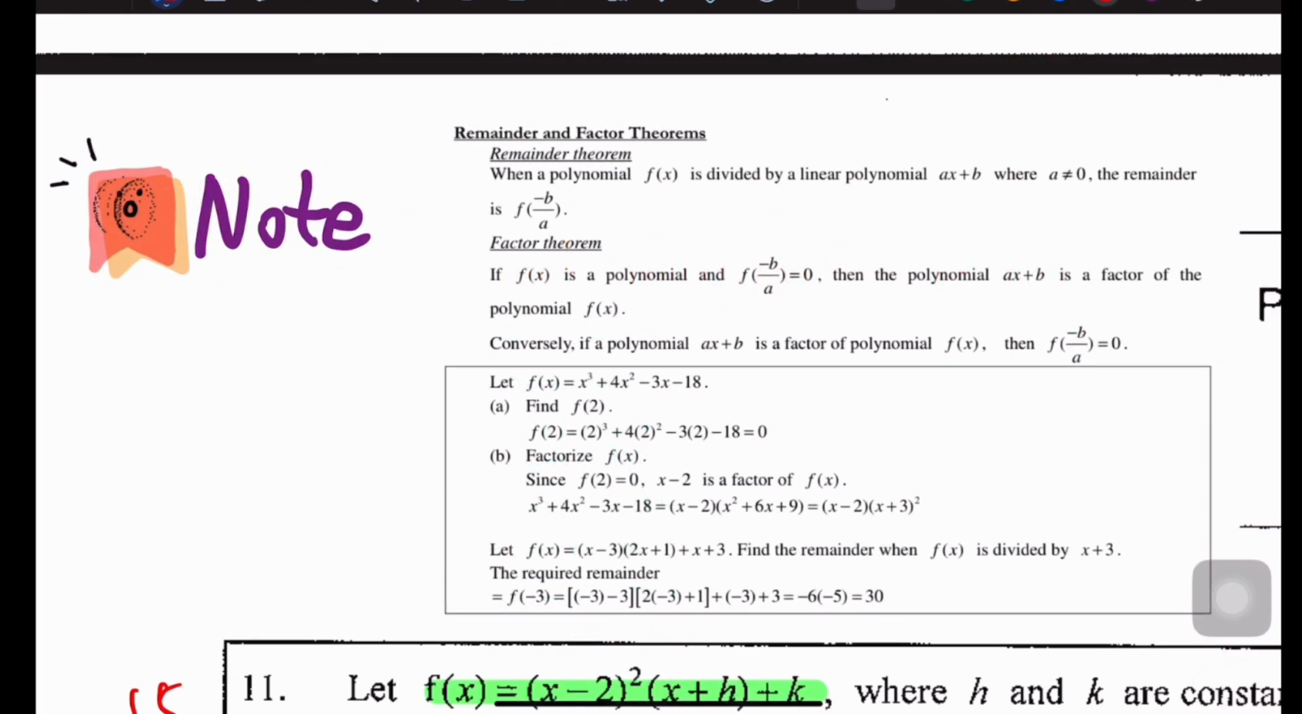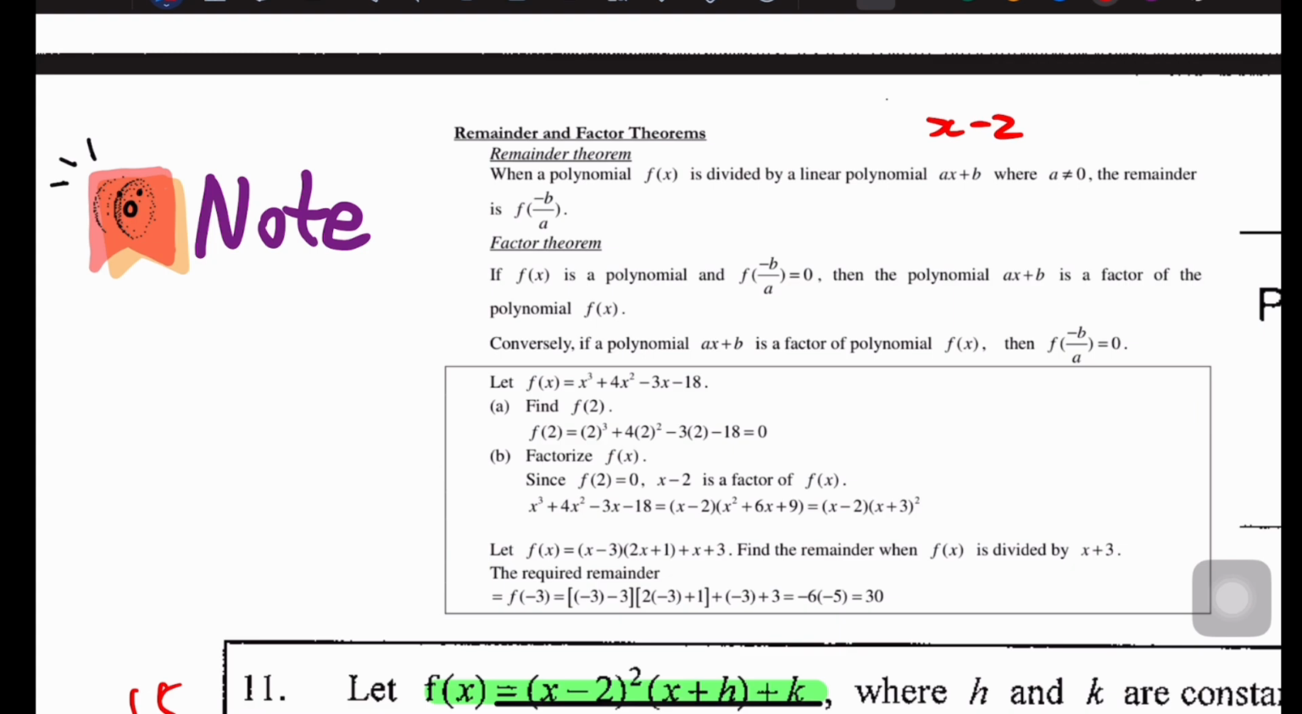So we have a polynomial. Polynomials in DSE usually start from x, and the highest degree is x cubed or x to the power 4. Okay, so we have a polynomial that is divided by a linear polynomial. It means that a and b now are constants, and then let's say it's x minus 2, and the remainder we show when you put x equals to negative b divided by a.